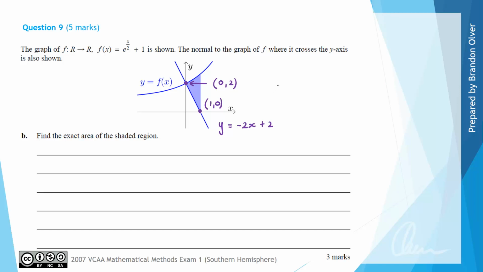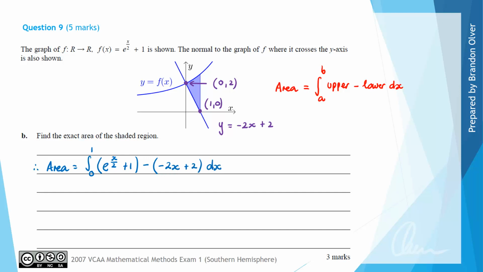Next, we can remember that we have a way of finding the area between two curves, and between the terminals a and b, the area is given by the upper curve minus the rule of the lower curve with respect to x. Therefore, for this question, the area is going to equal the integral between the lower limit of x equals 0 and the upper limit of x equals 1. For the upper curve, which is f of x, with rule e to the power of x over 2 plus 1, minus the rule of the lower curve, which is the normal, with rule minus 2x plus 2, and we anti-differentiate that with respect to x.